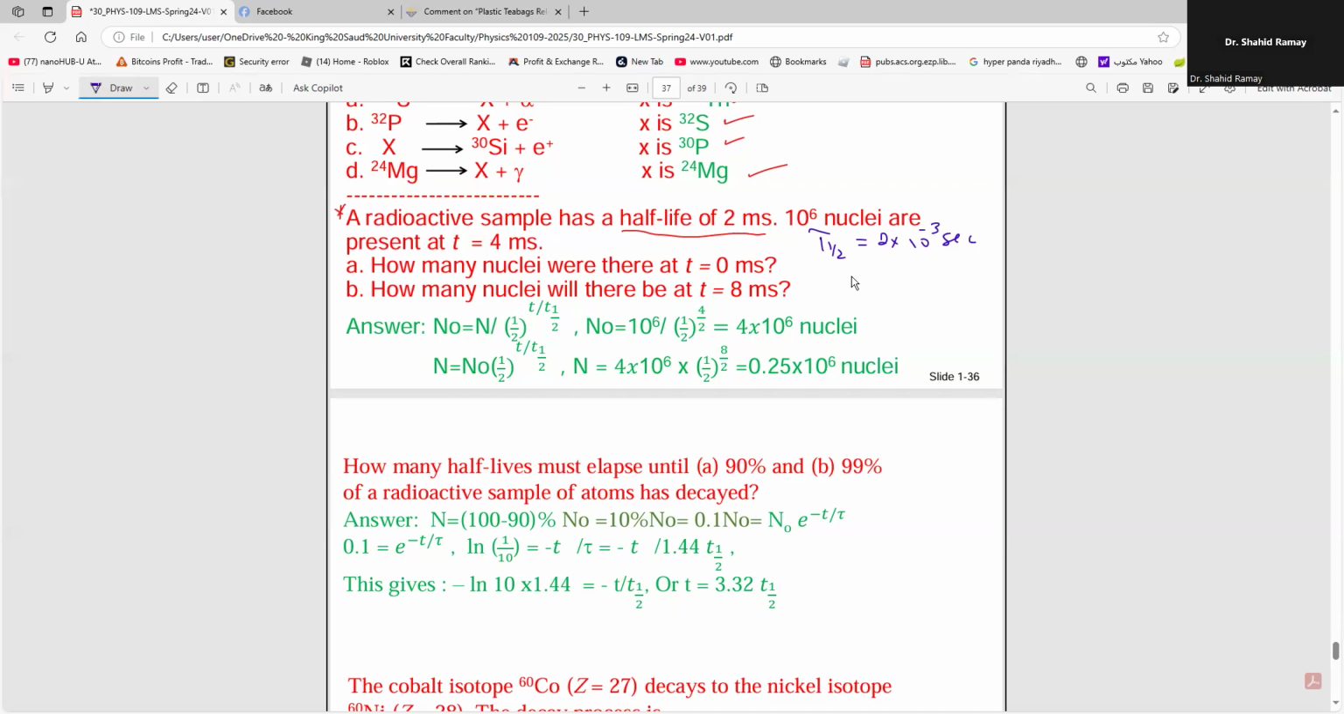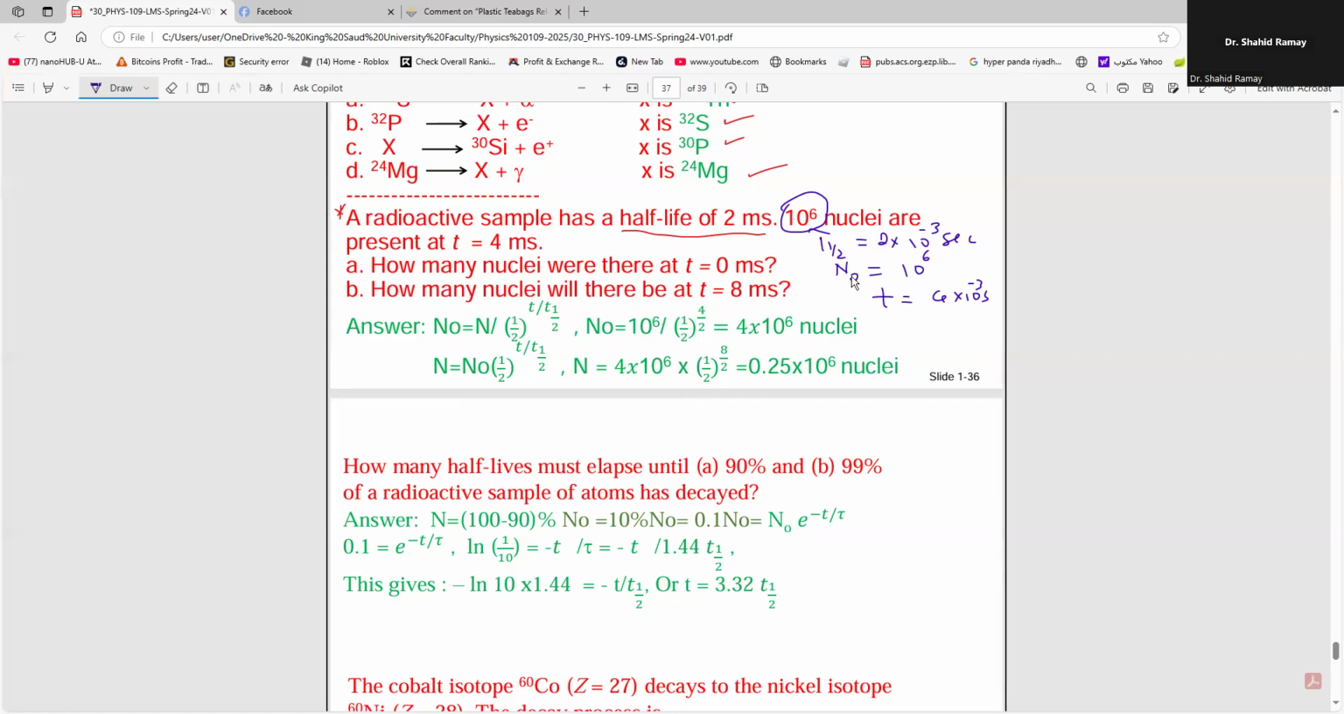It is given that 10 raised to power 6 nuclei are present at t equal to 4 into 10 raised to power minus 3 second. Now the question is: how many nuclei were there at t equal to 0 millisecond? So we have to find how many nuclei there were, meaning we have to find the N naught value actually.